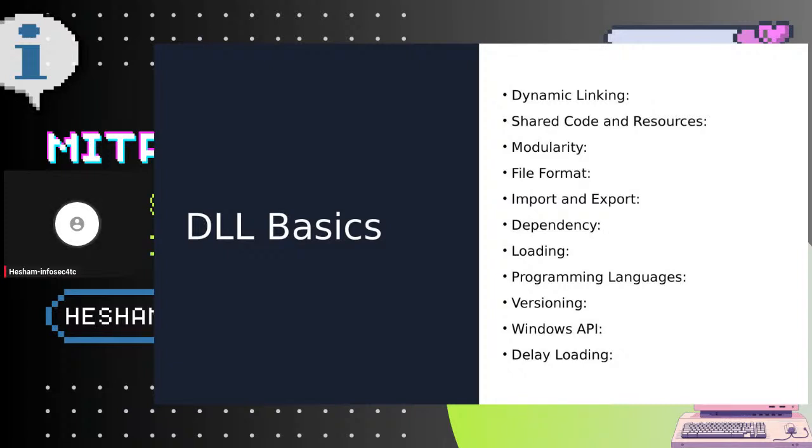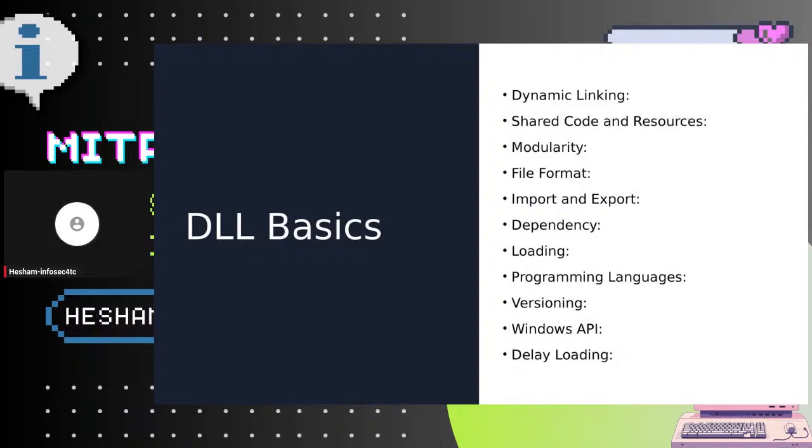Dynamic linking allows the linking of code to an executable to happen at runtime. This is very important, in contrast to static linking, where linking occurs at compile time. We also have shared code and resources, where DLLs enable code and resources to be shared among multiple applications, and this promotes code reusability. So that's why it's also very important here. We have modularity.